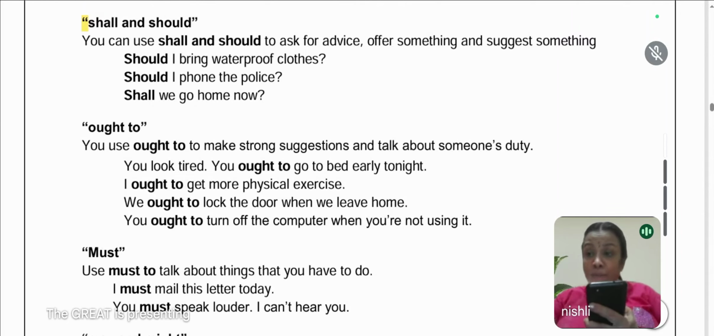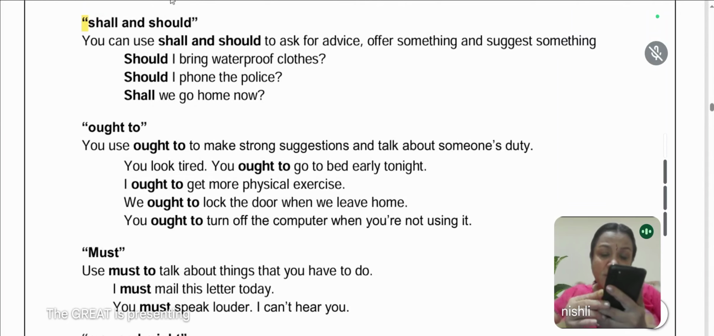First, it shows ability. When a person is able to do a particular task, I can swim, I can sing and dance. So that shows my ability. Then again, when you're doubtful, can he complete the project? Can he make it on time? Can he make it on time means you're doubting somebody's capability. So that is where can is used.